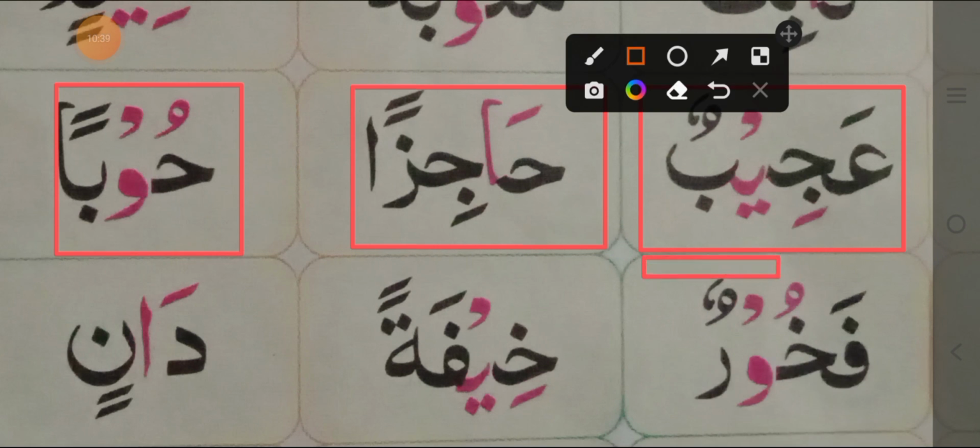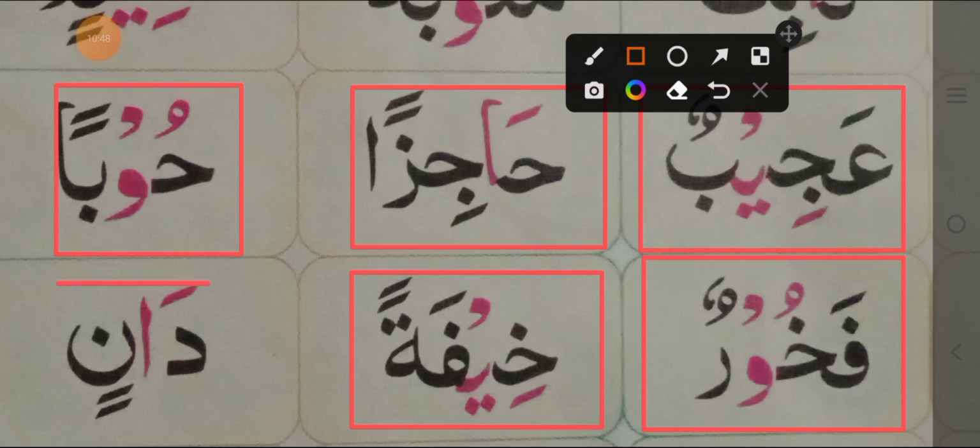In the next line you have to search by yourself which madda we have read here, in this word as well and in this word as well. You have to tell me in my comments below. I will be waiting for your comments.